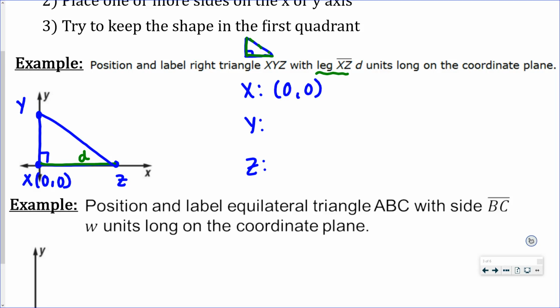The other one I can figure out is Z, because I know the distance of this leg is D units. Now picture if this was a number. Say this was 6. That means the ordered pair of this point Z here would be 6, comma 0, right? Because I'd move 6 on the x-axis and 0 up or down. So it's whatever D is, comma 0, since it sits right on the x-axis. So there's Z.